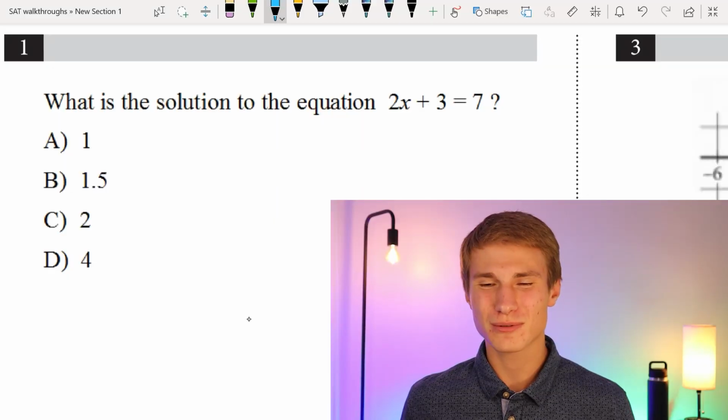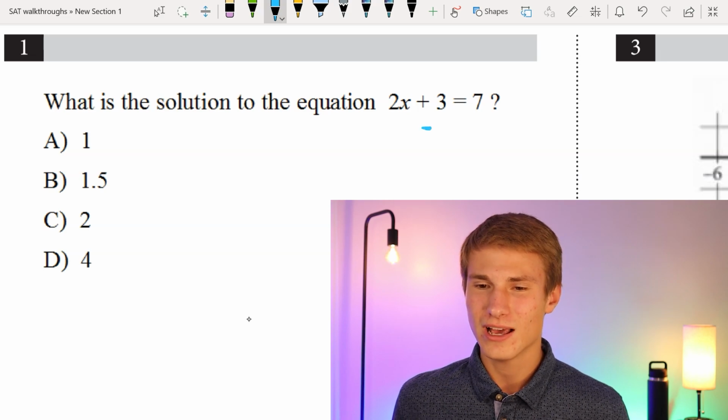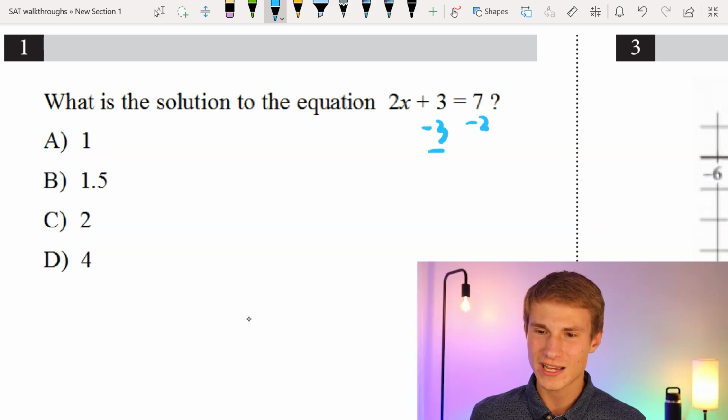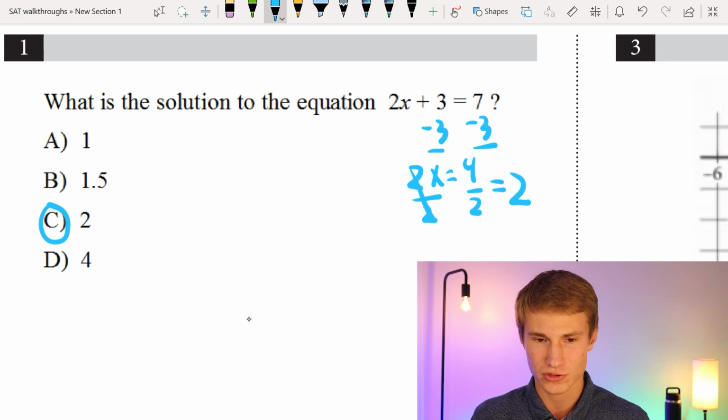Question number one says, what is the solution to the equation 2x plus 3 equals 7? In this case, we're just going to subtract 3 from each side so we can start isolating x. 7 minus 3 will leave us with 4, so we're going to have 2x is equal to 4. From there, we just divide each side by 2 to isolate x. 4 over 2 will give us x is equal to 2. So our answer for number 1 will be answer choice C.